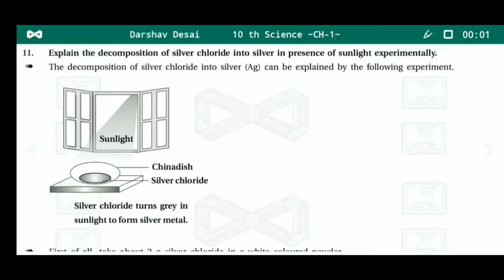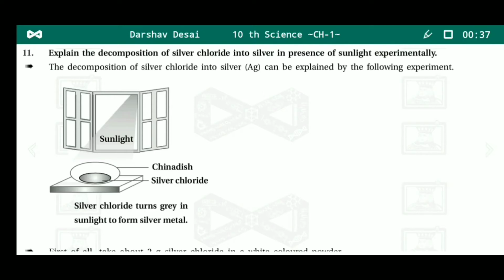So the next question is: explain the decomposition of silver chloride into silver in the presence of sunlight, experimentally. This is the last reaction we discussed in this chapter. Now, what is the meaning of decomposition reactions? Decomposition means a single compound breaks down into two or more substances.